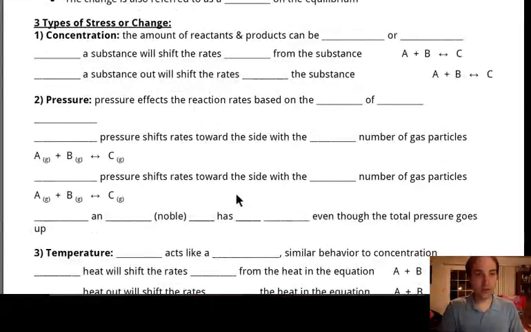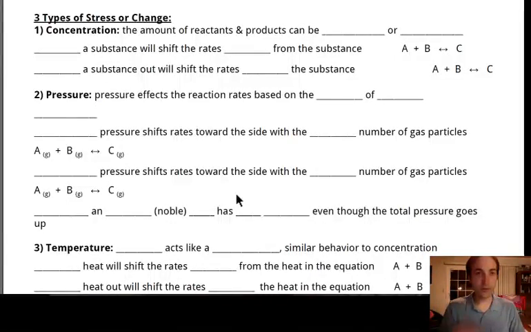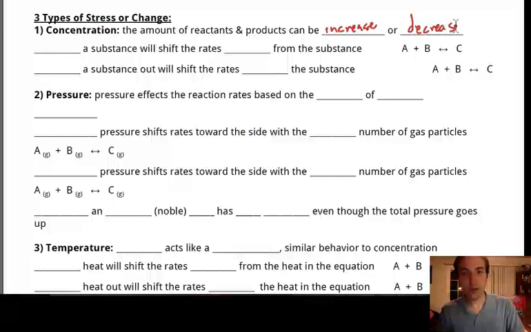So there are three different types of stress that we can put on a reaction. The first one we're going to talk about is concentration. In other words, we're going to change the amount of reactants or products. We can increase them, or we can decrease them. In other words, we can add reactants or remove reactants. We can add products or remove products. So here's how I think of it.